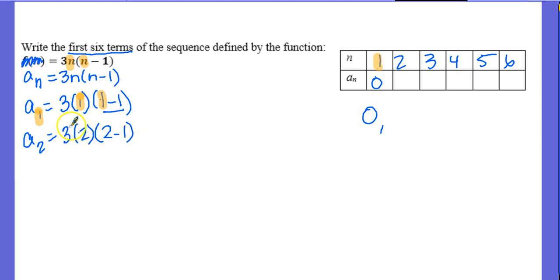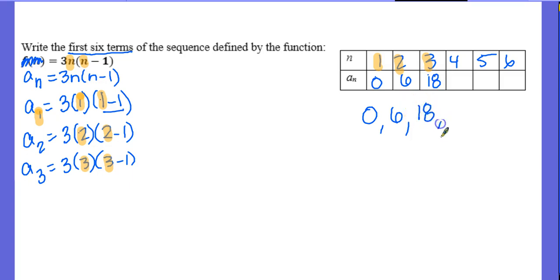So we plug in a 2. So that's 2 minus 1 is 1, and 6 times 1 is 6. So the second number in our sequence is 6. Or the second term in our sequence is 6, and we call them terms. A sub 3 is equal to 3 times 3 times 3 minus 1. I'm just giving you time to write it. You don't have to highlight it, of course. So what? That's 9 times 2? 18. So the third term in our sequence is 18.